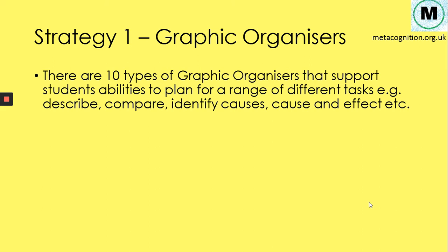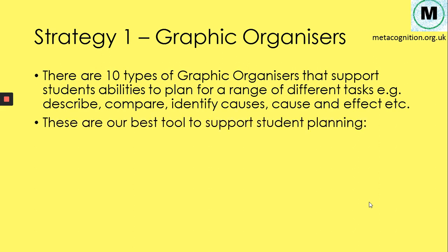Reason being, it isn't one strategy, it is 10. The reason it is 10 is because there are 10 different types of graphic organisers. So the different graphic organisers facilitate different types of planning, such as cause and effect, such as compare and contrast, such as similes, such as description. So each different graphic organiser has a different type of thinking behind it, and so it fits a different type of task. They are definitely our best tool in supporting students' planning.